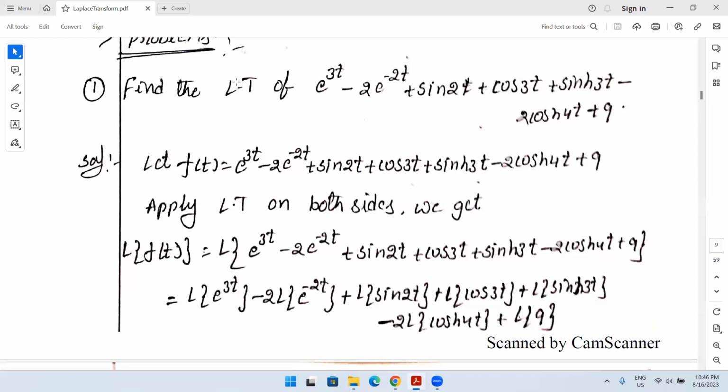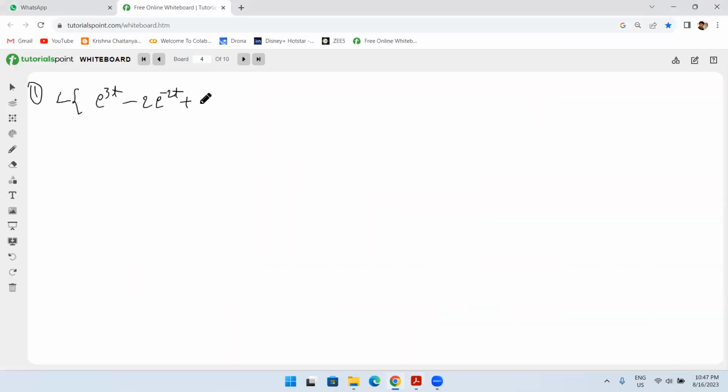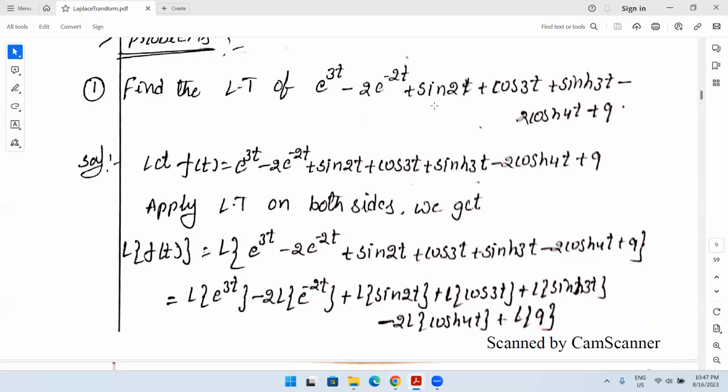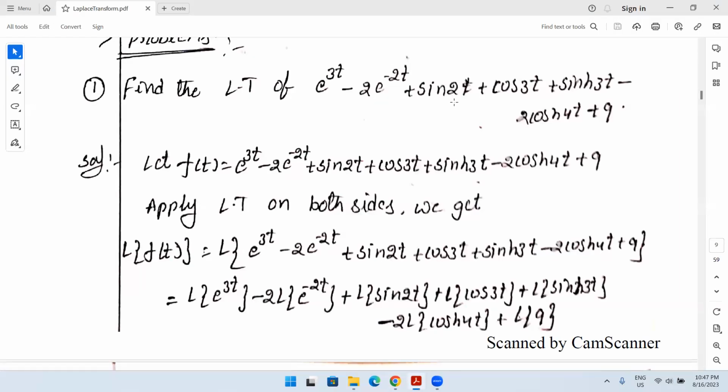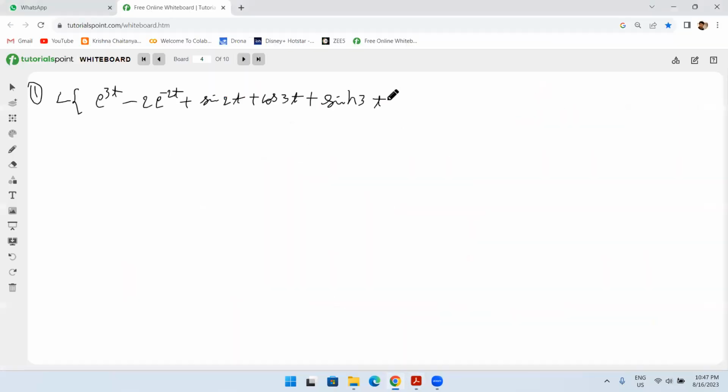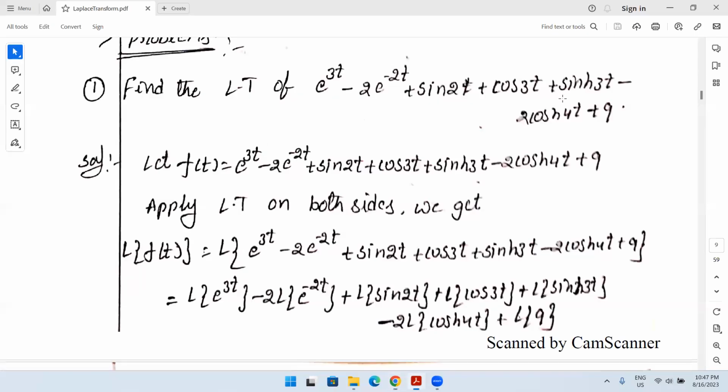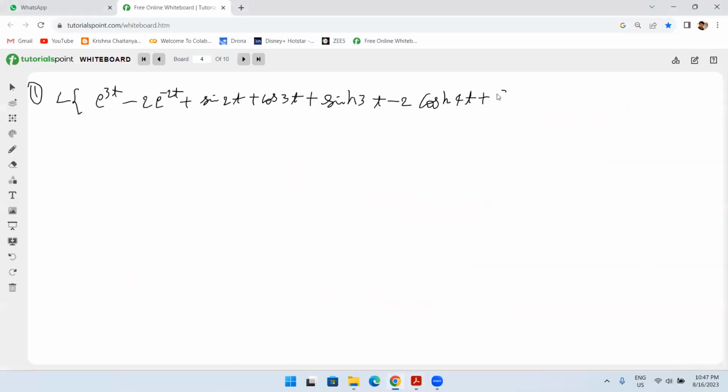Okay. sin 2t plus cos 3t plus sinh 3t minus 2 cosh 4t plus 9. So in a single problem, I'm explaining all the formulae. In a single problem, we use all the formulae.